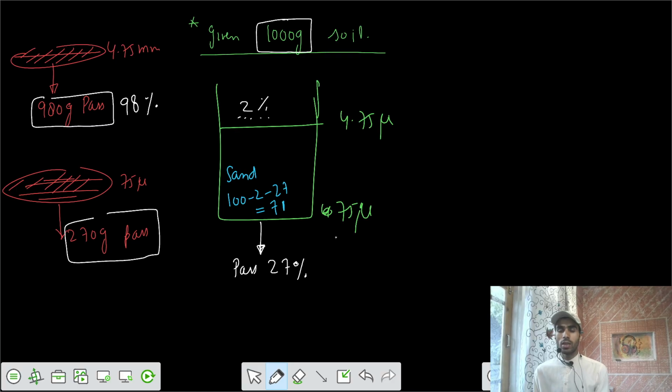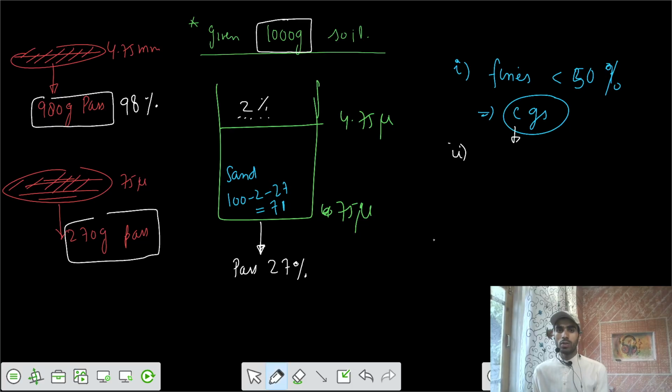Now the first step: if the fines are less than 50%, that means the soil is coarse grain soil. And for the second step, sand is 71% of the total, but the gravel is less, so you can say your coarse grain soil is actually sand. So we got the prefix S.